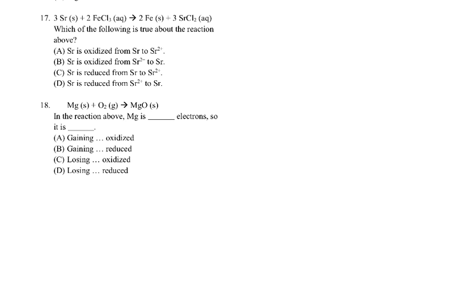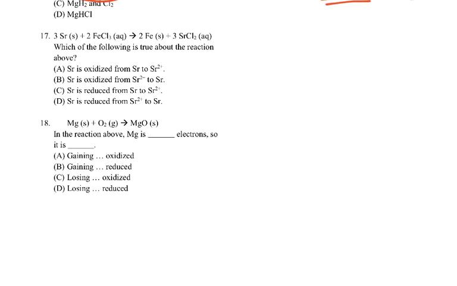For 17, strontium. Okay, so here's an element and a compound, element and a compound. This one is a single replacement. Which of the following is true? Okay, strontium is oxidized, strontium is oxidized, strontium is reduced, strontium is reduced. Okay, so what is strontium doing? It is changing from 0 to 2+ in this compound, because strontium always forms 2+. So it is going from 0 to 2+. It is being oxidized. Okay, so these are not the right answer. And it's going from neutral to 2+, and that is answer A.